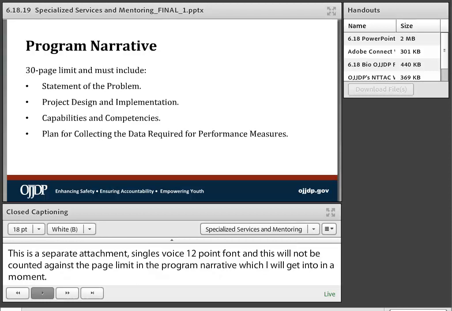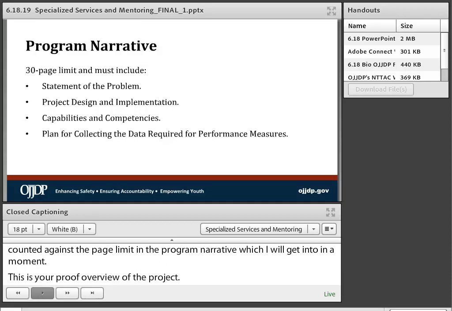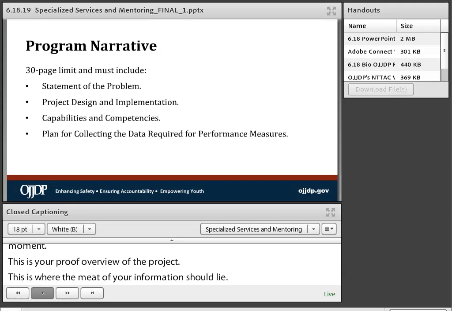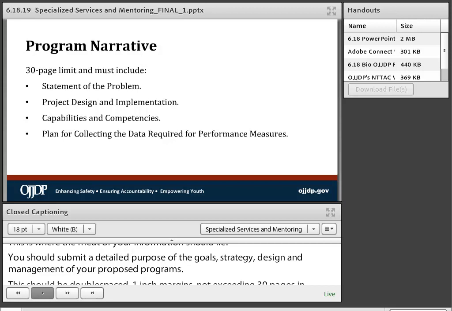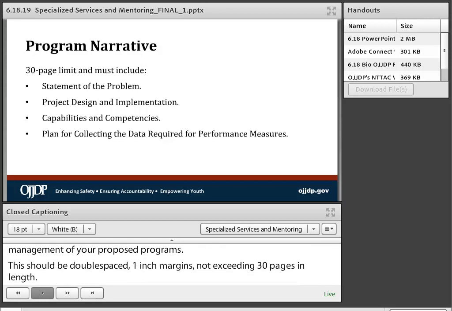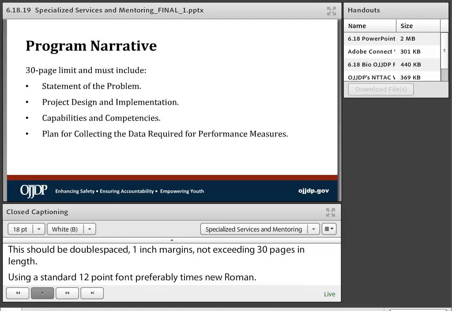But this is where the meat of your information should lie. You should submit a program narrative with a detailed description of the purpose, goals, objectives, strategies, design, and management of your proposed program. This should be double-spaced, 1-inch margins, not exceeding 30 pages in length, and using a standard 12-point font, preferably Times New Roman. You can provide references as a separate attachment, and that will not count towards a 30-page program narrative limit.